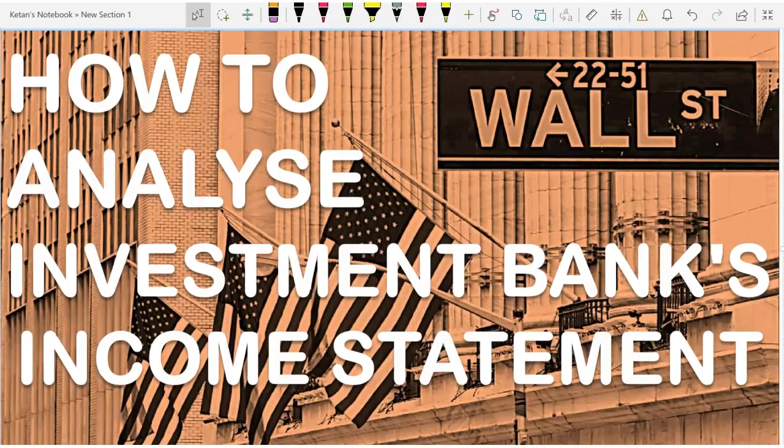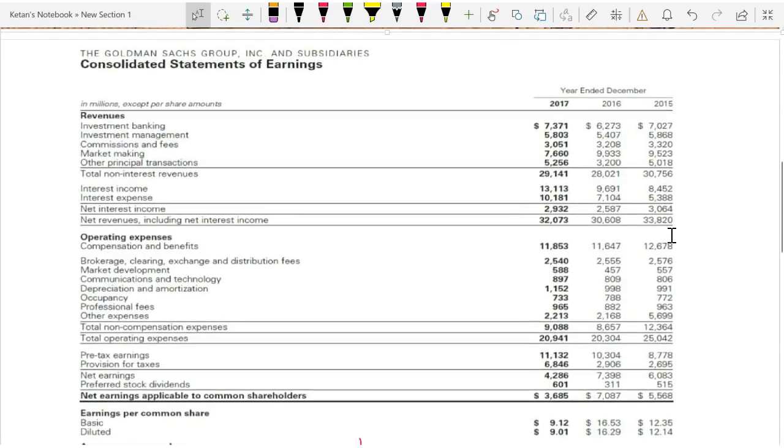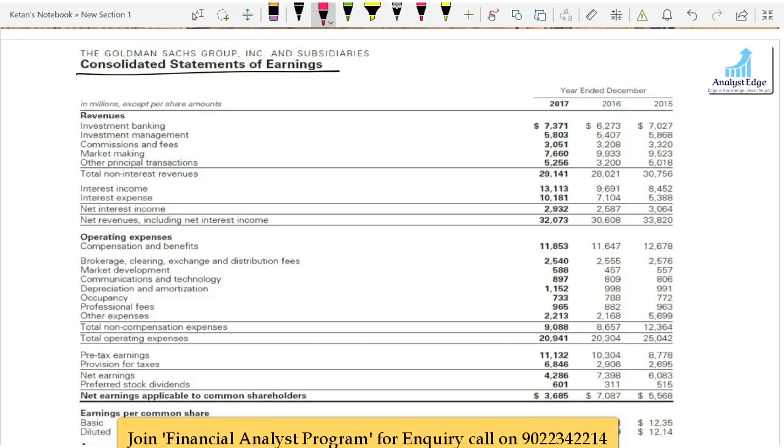And to go ahead with the example today, I will be taking Goldman Sachs into consideration. So I'll be walking you through the Goldman Sachs financial statement, rather the income statement. So here I have Goldman Sachs consolidated statement of earnings. This is according to the IFRS, considering the income of all the foreign subsidiaries that they have earned. Now, let's get started. The first aspect that I'm going to look at is the revenue.